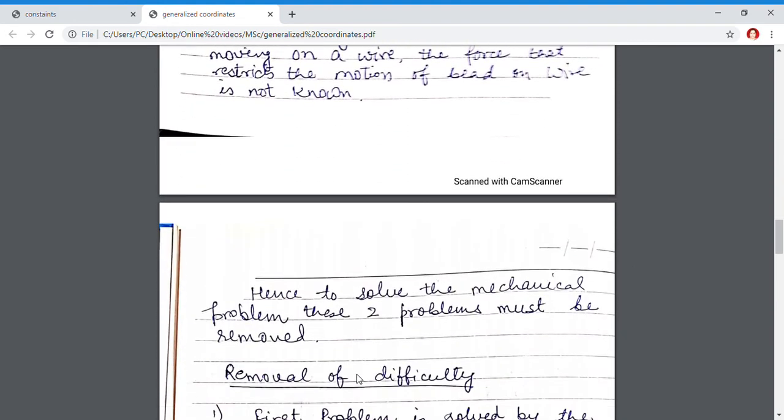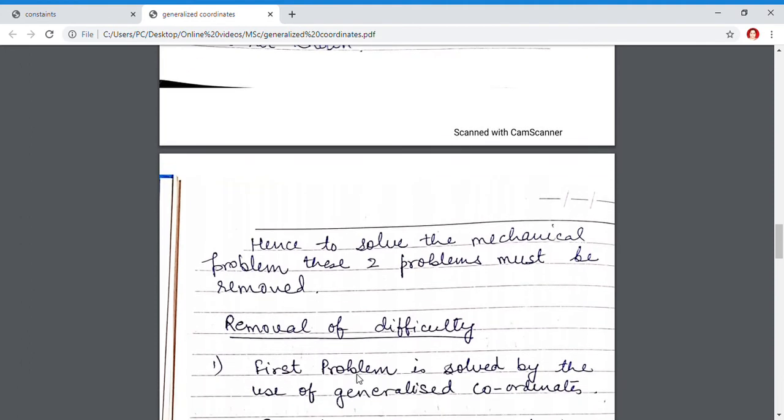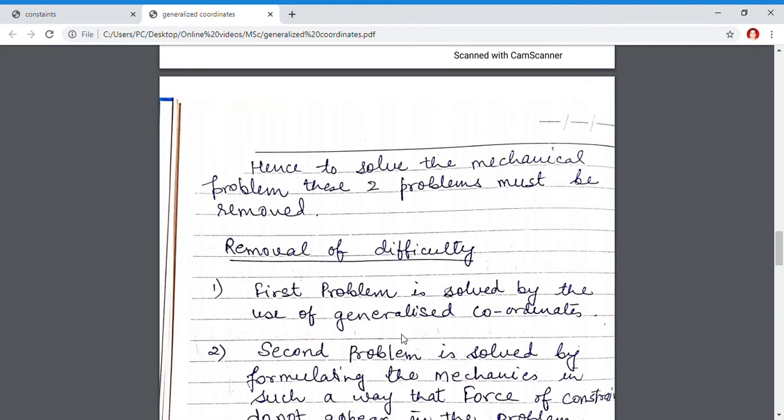Hence we have to solve our problem. Then we have to first of all resolve the two problems. So we are going to resolve these two problems. The first difficulty, that is our coordinates are no longer independent. This difficulty is solved by using generalized coordinates. What are generalized coordinates? I will deal with that later.